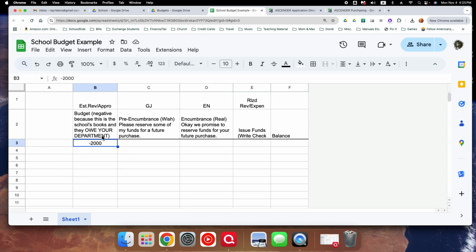I don't really have that money, but they owe it to me. And this is their books, so to them it's a negative number. They owe $2,000. Now, when I request a purchase order, I'm actually doing a pre-encumbrance, which is like a wish list. Please reserve some money in the future so I can go buy some stuff. I'm just asking for it.